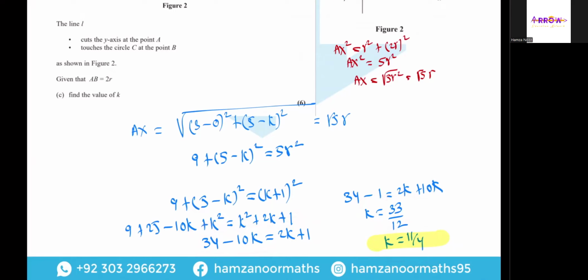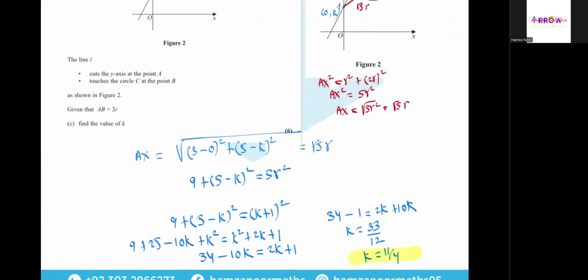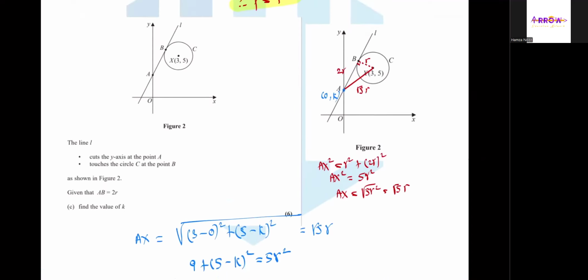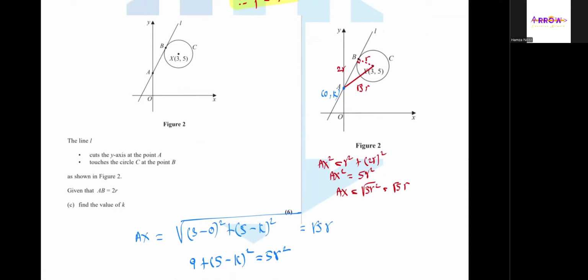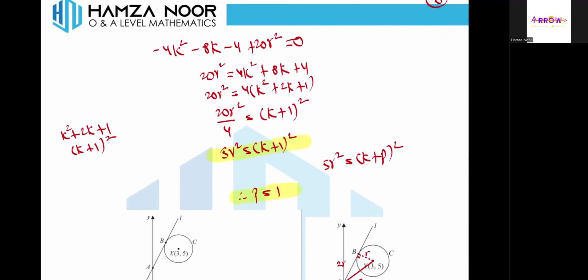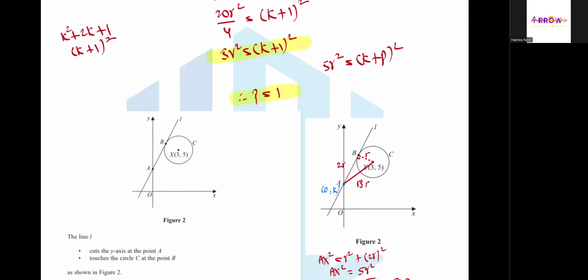Okay, so in this way we have attempted this question. This part C was worth 6 marks. So you need to be well versed with all of the basic concepts which you have studied in this chapter before attempting any past paper questions. And you need to be well aware of the information which you have already used and the information which is left to be used.